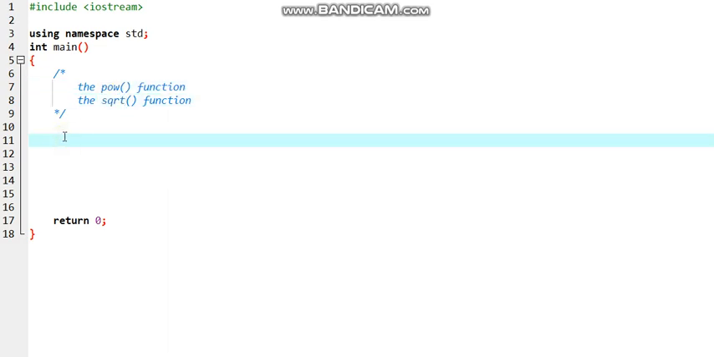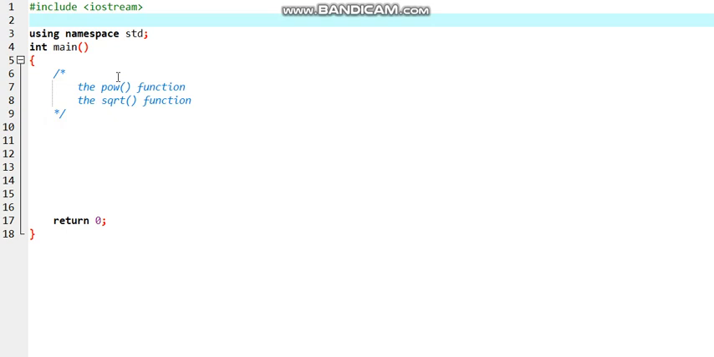Alright, so these functions are actually mathematical expressions. They're just functions that help us make mathematical calculations very simple. So we can use these functions whenever we have complex mathematical expressions that we need to put in C++.